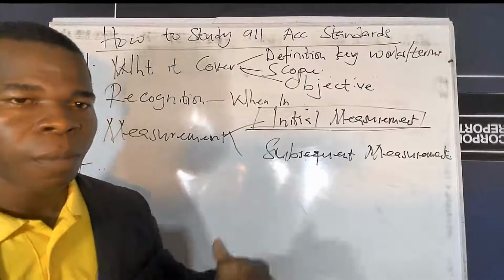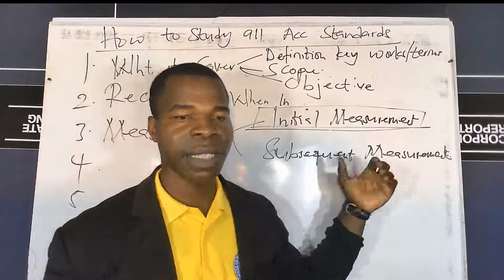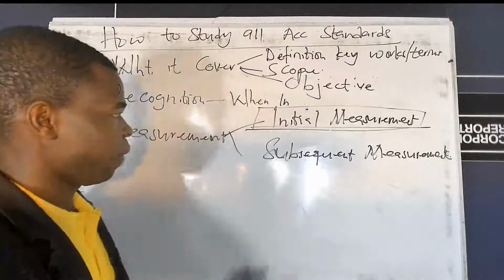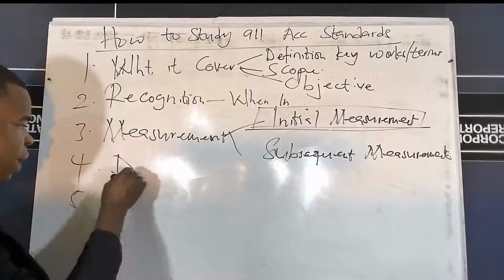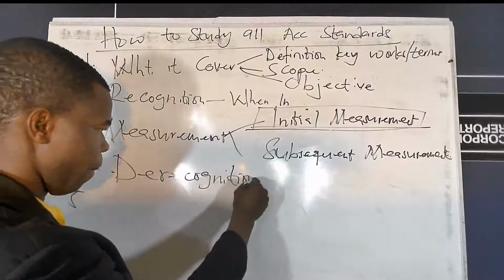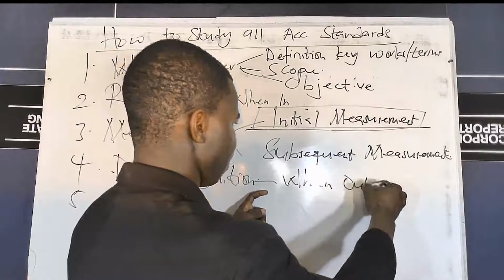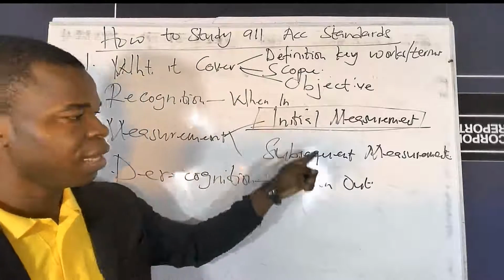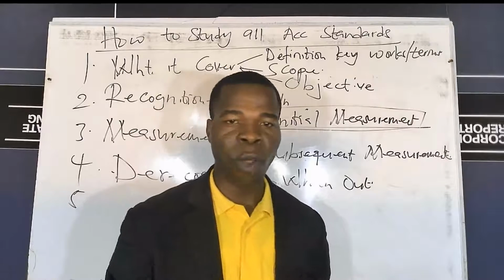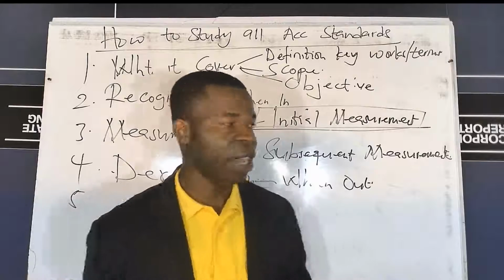So having understood that we have initial measurement and subsequent measurement, the next step is derecognition. So after you've subsequently measured, the next step is derecognition. This one is when out. So when we have when in, here we have when out. This is when should we remove, either partial or full removal, of the item from the books of the entity. When should we do that? That has to do with what?